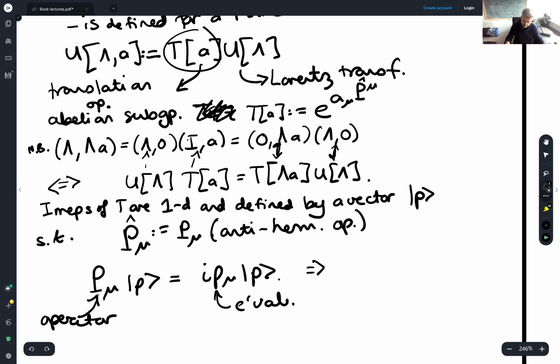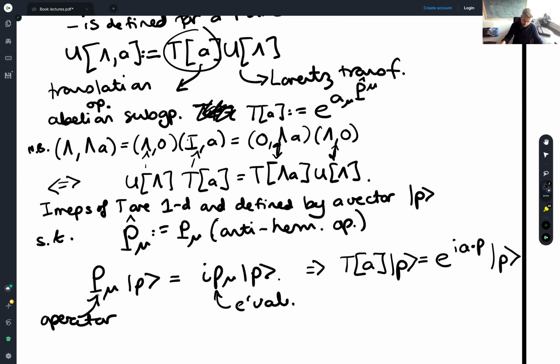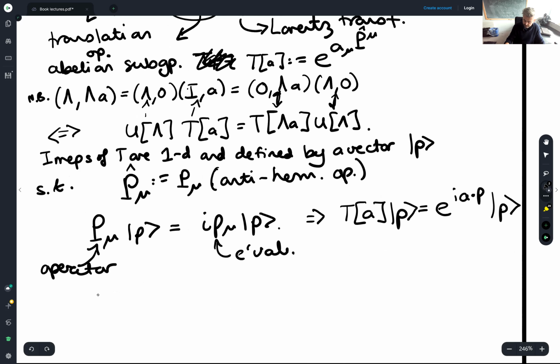So what this means is that our translation operator acting on the state gives us e to the i a dot p times the state p. So the real vector, by this p I really mean the 4-vector p mu. So the real 4-vector p mu labels the representation.